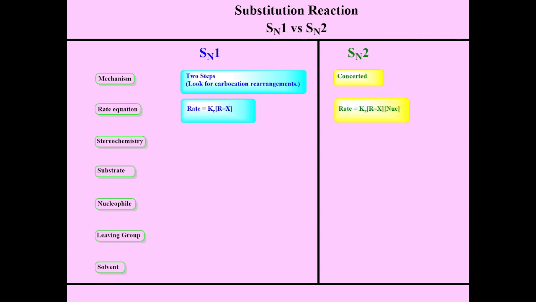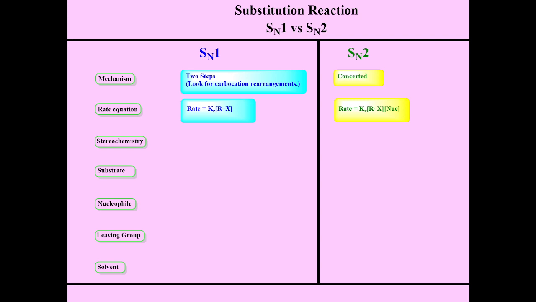Next comes the rate equation. As I have said, SN1 is a unimolecular nucleophilic substitution reaction and SN2 is bimolecular. With the rate equation you can easily compare that for the SN1 reaction, only the substrate, the alkyl halide, is involved in the rate equation. Whereas in SN2, both the nucleophile concentration and the alkyl halide concentration play a role. Both are important in SN2.